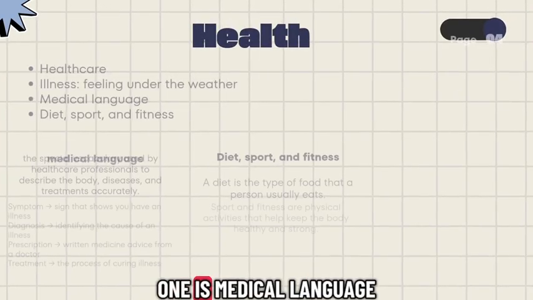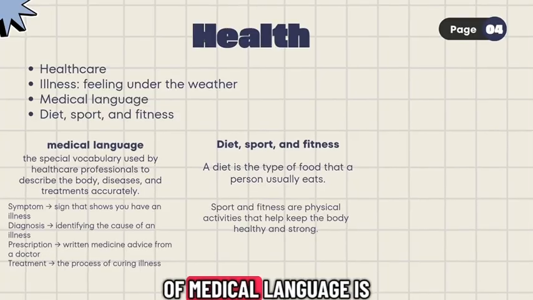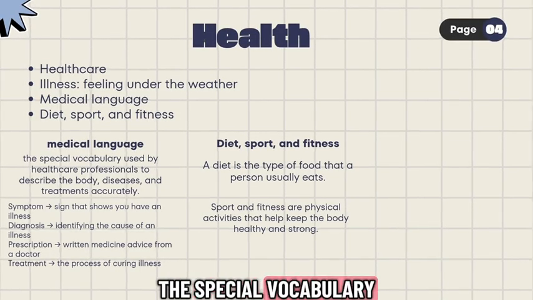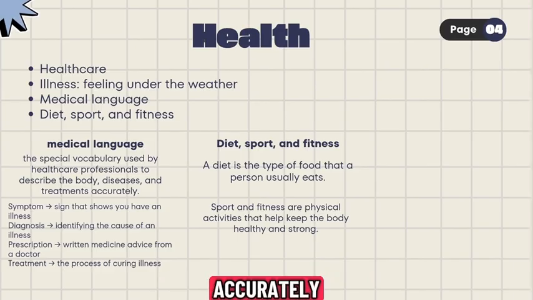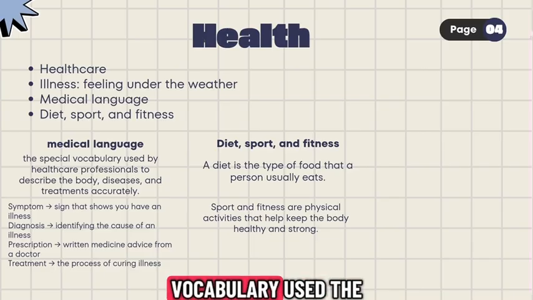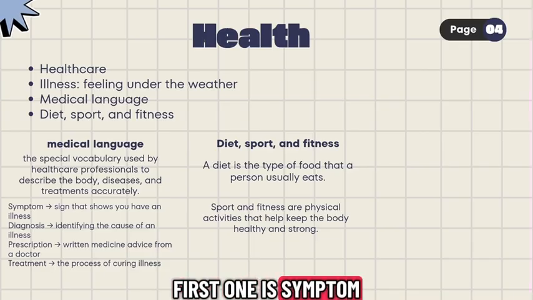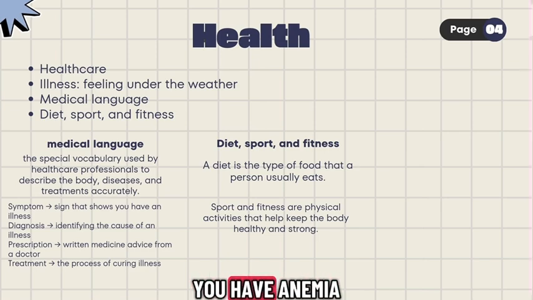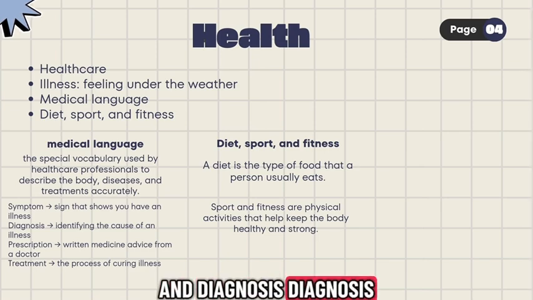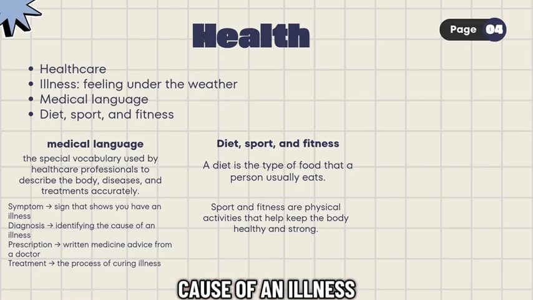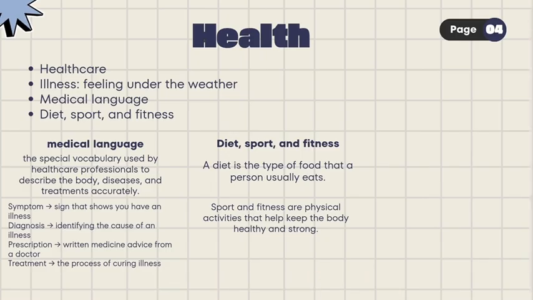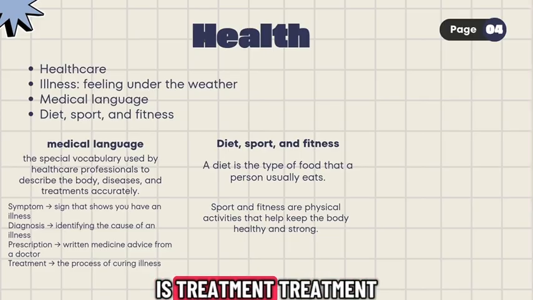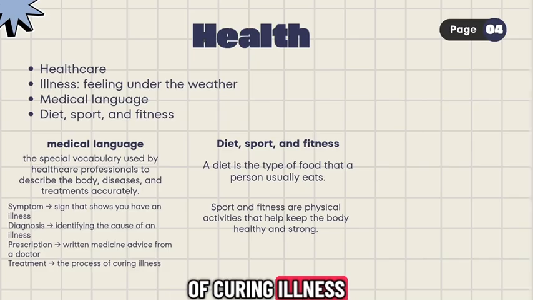And the third one is medical language. The definition of medical language is the special vocabulary used by healthcare professionals to describe the body, disease, and treatment accurately. There are four vocabulary words used. The first one is symptom, a sign that shows you have an illness. Then diagnosis, identifying the cause of an illness. The third one is prescription, a written medicine advice from a doctor. And the last one is treatment, the process of curing illness.